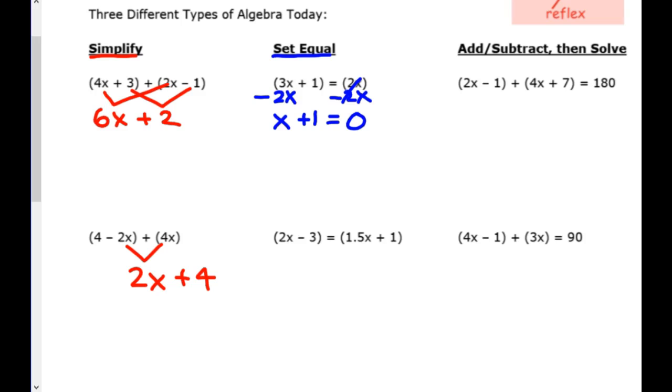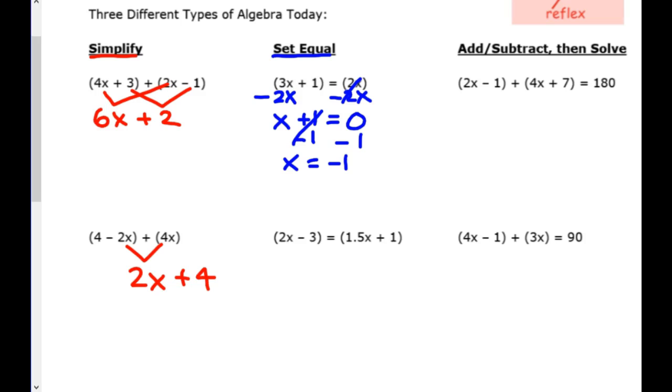0. Now, last step here: x plus 1 equals 0. What do I do? The opposite of plus 1 is minus 1. So 0 minus 1 is negative 1.